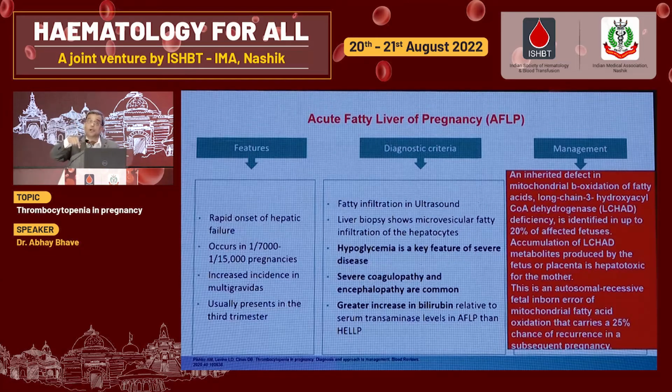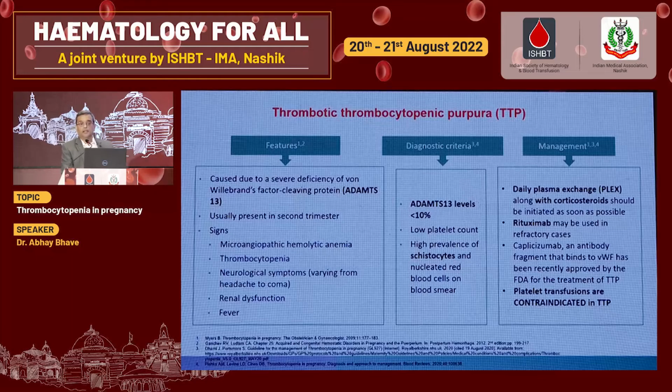Now, there is something called LCHAD, which is in the fetus, which is affecting the mother, making the mother go into acute fatty liver of pregnancy. Otherwise, it's not common. Why do we need to know this? Because it's pathophysiology. In the next pregnancy, were she to survive this and go ahead, we might have the same issue. So we can actually do a test for this and find out whether this is going to create a problem in the next pregnancy. For TTP, the best test is ADAMTS13.